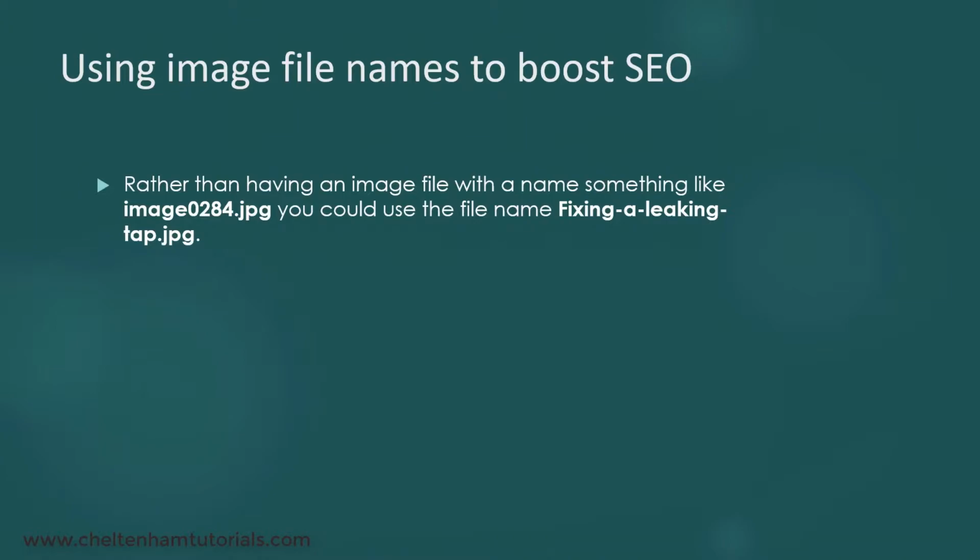And it's best not to have spaces, have hyphens. Don't use underscores. Google doesn't really like underscores. So as I say, the best possible convention for naming files is to use hyphens rather than spaces.